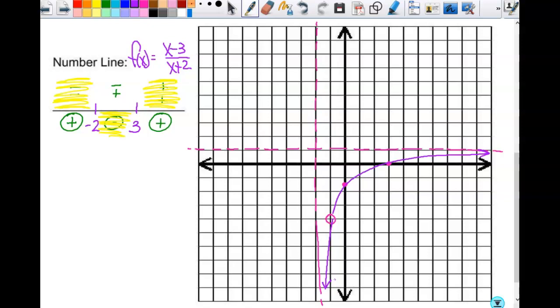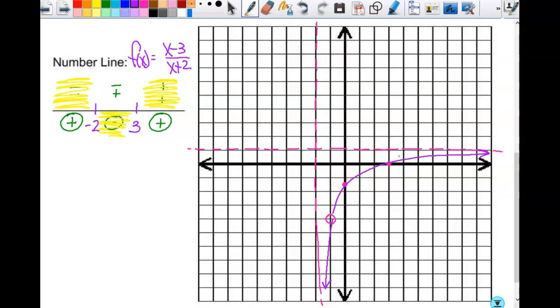But on the left-hand side of this vertical asymptote, I've got nothing. There's not a single point that got plotted there. But here's what I know. I know from negative infinity to negative 2, my function is positive. So from negative infinity to negative 2, my graph has to be up here. It's not going to be down here. That doesn't make any sense. Okay? And notice from negative 2 to 3, it was negative. So negative, negative, negative, boom, and then it becomes positive from there on out.